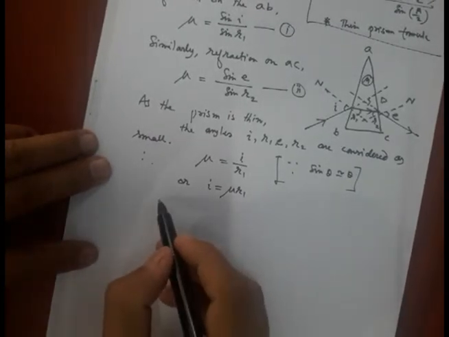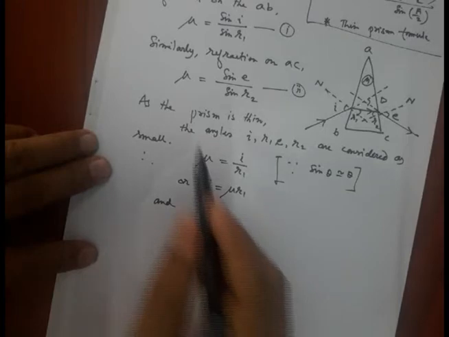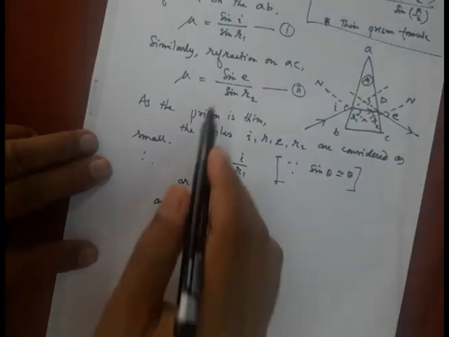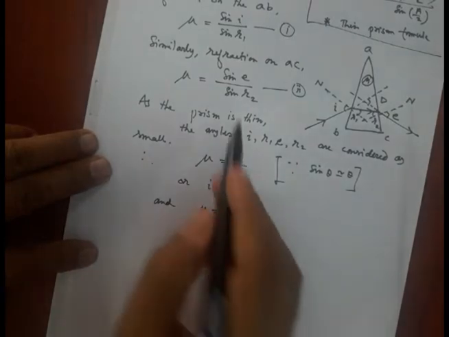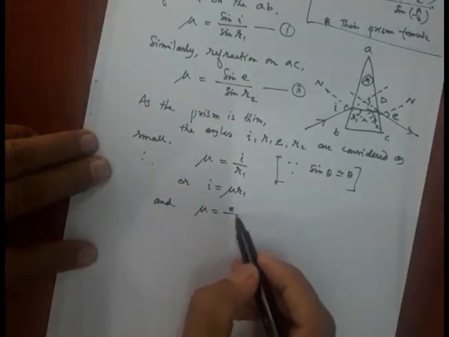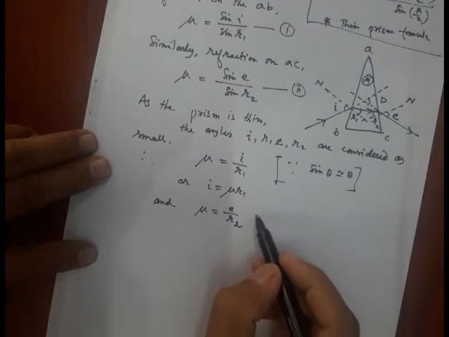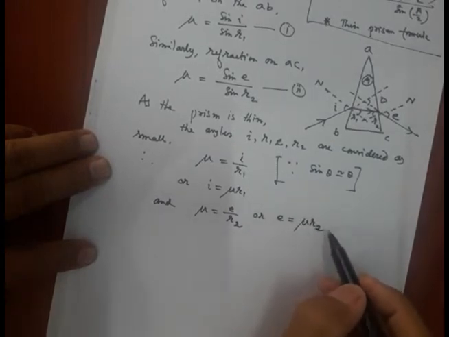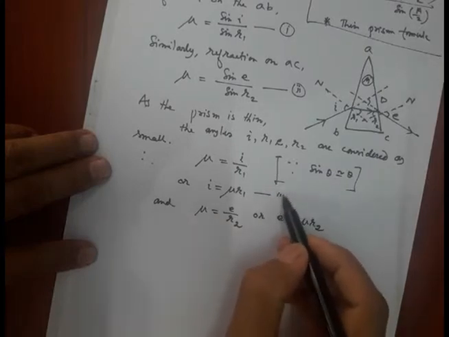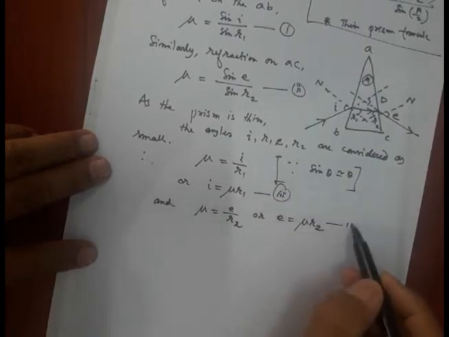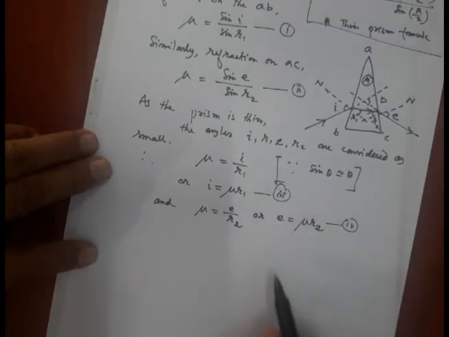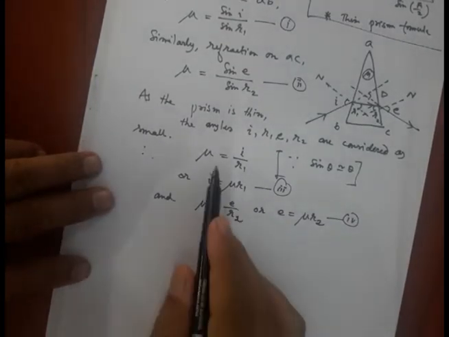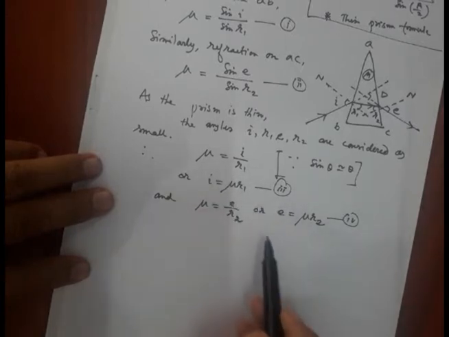And the other one, from equation 2, mu is equal to, you can remove sine, E by R2 again, or this will give you E is equal to mu R2. So now you have got two more equations, this is 3 and this one is 4. These two equations, 3 and 4, I'll be using here.